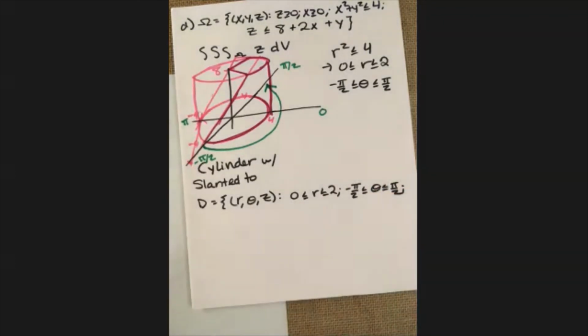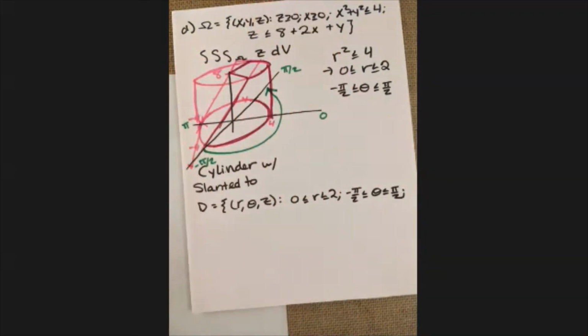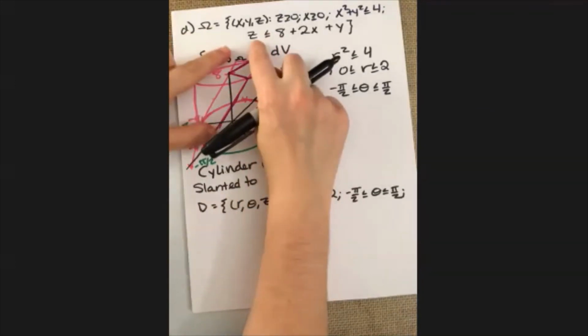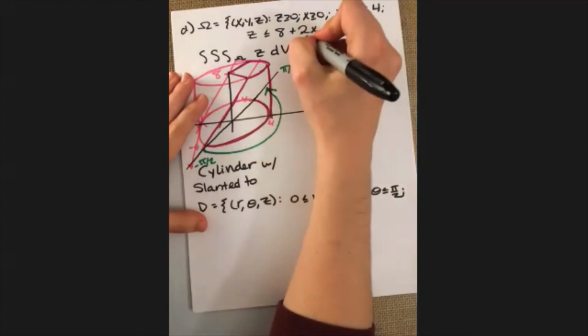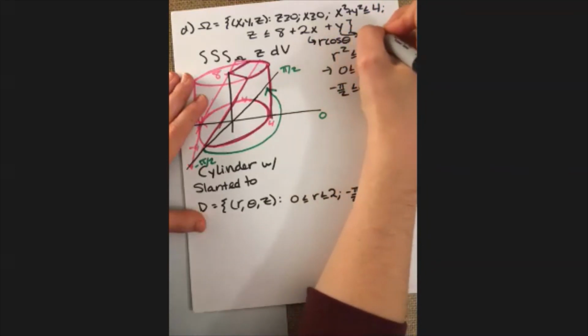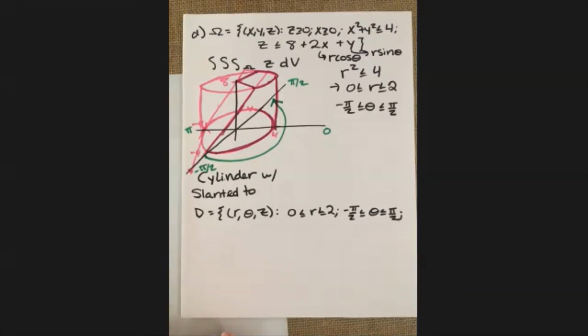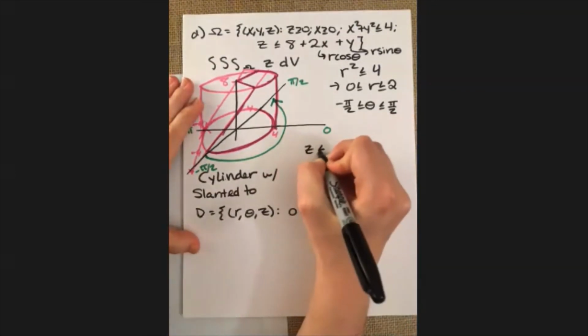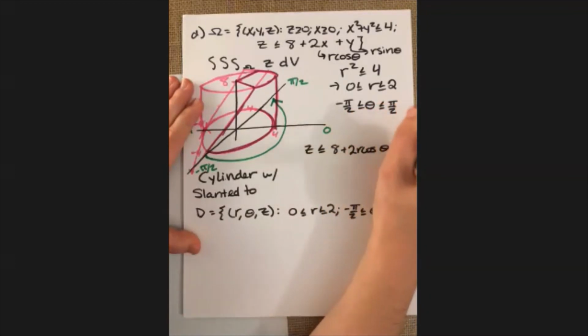And then finally, z is kind of the tricky part, right? Because that's the up and down. And it was the top part of this cylinder that's a little bit messed up. So, we have this expression for z right here. Maybe the immediate thing to do would be to just substitute out for our identities. Never be afraid to just plug some things in and see what happens. So we're going to get z is less than or equal to 8 plus 2r cosine theta plus r sine theta.